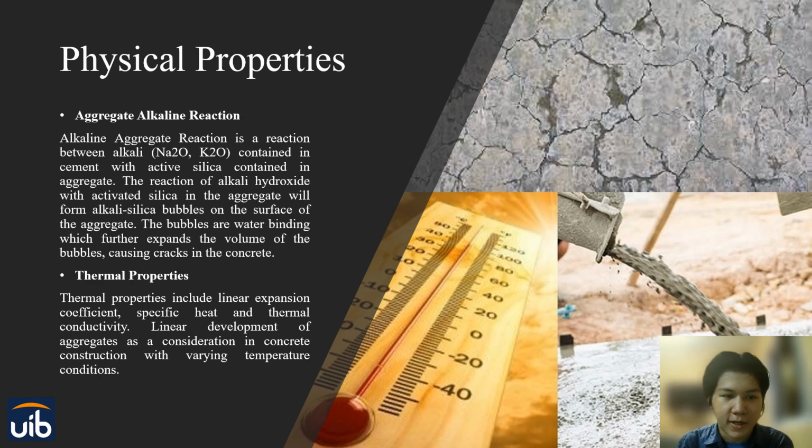Third one, aggregate alkaline reaction. Alkaline aggregate reaction is a reaction between alkali Na2O, K2O contained in cement with active silica contained in the aggregate. The reaction of alkali hydroxide with activated silica in the aggregate will form alkali silica bubbles on the surface of the aggregate. The bubbles are water binding, which further expands the volume of the bubbles, causing cracks in the concrete.